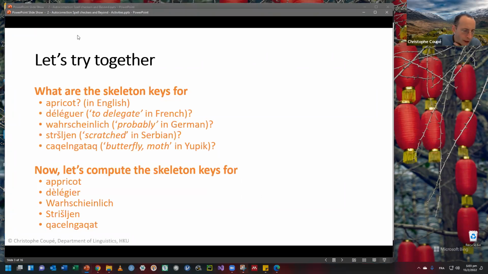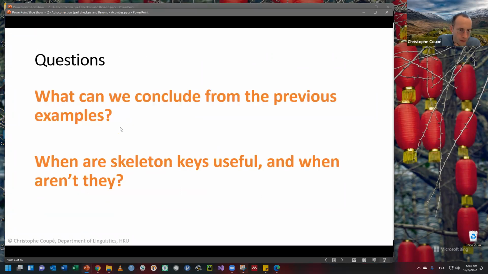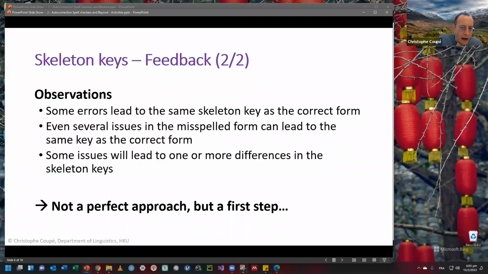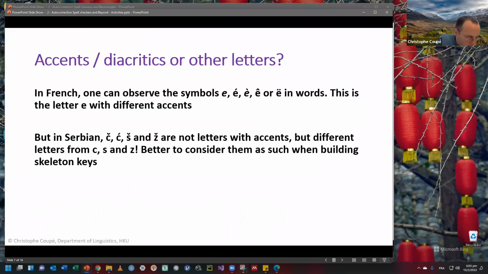If I come back to these examples, you will have all the corrections because I typed everything and you will get it. I want to highlight something: when we say accents, or diacritics, in French, we have different kinds of accents, right? So this is the letter E with different accents. And if you apply the recipe like we did, you drop these accents.